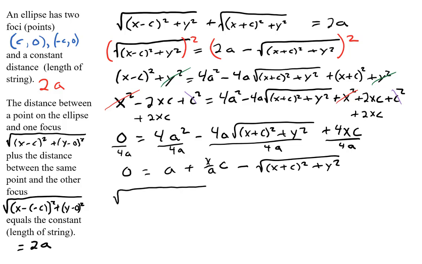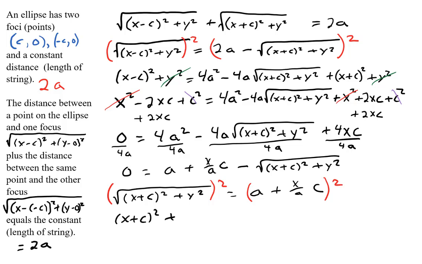Now, we're going to do the same thing we did before, get one radical alone on one side of the equals sign. If we add the radical to both sides of the equals sign, we get the radical equals a plus x over a times c. Now we square both sides again, and now the radicals are gone, so that helps. And on the right side, we have to FOIL that out. We get a squared plus 2cx plus x squared over a squared times c squared.